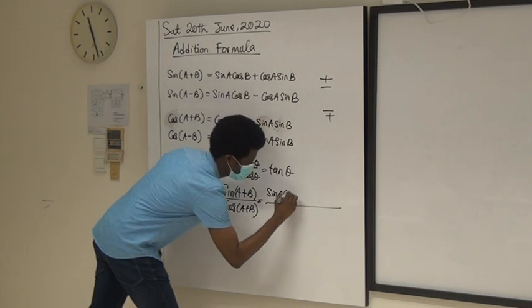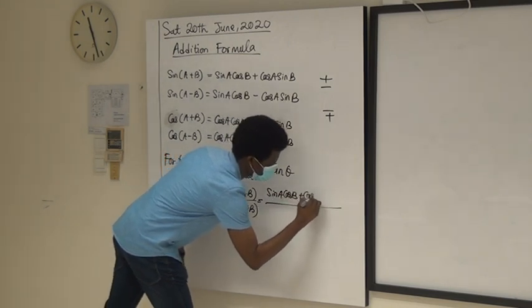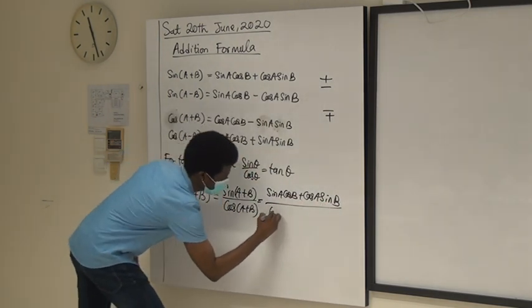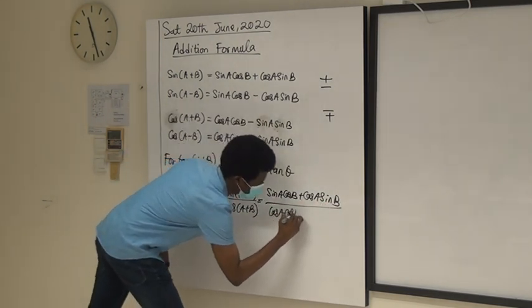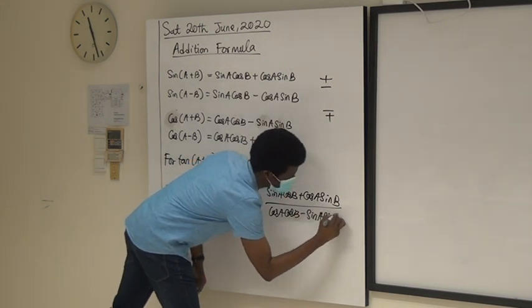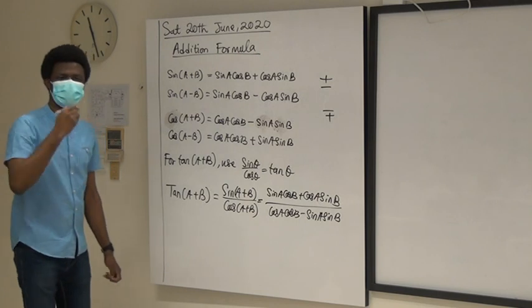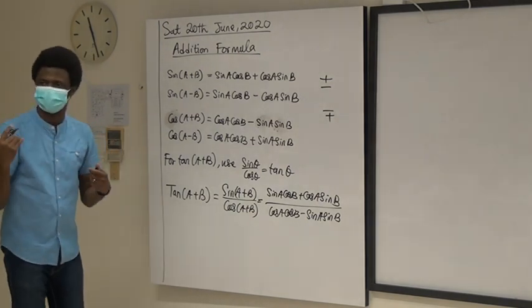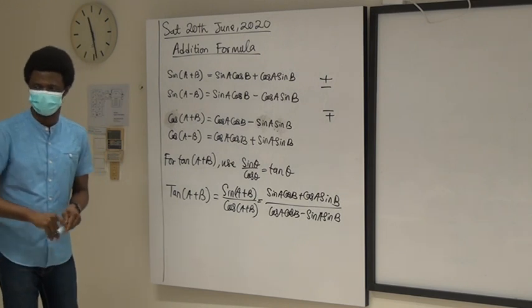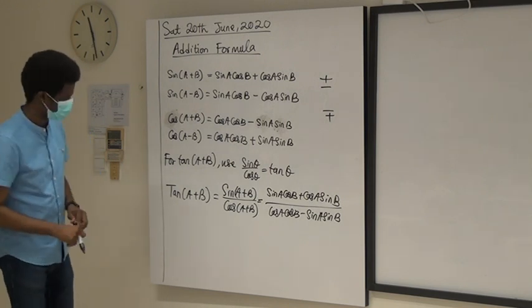Sine A cos B plus cos A sine B. And what is the denominator? Cos A cos B minus sine A sine B. Now when you say this thing each time, it sticks in. Not just look at it once or just copy the note later. That's why I need it to be part of it. The note can always be written later, okay?